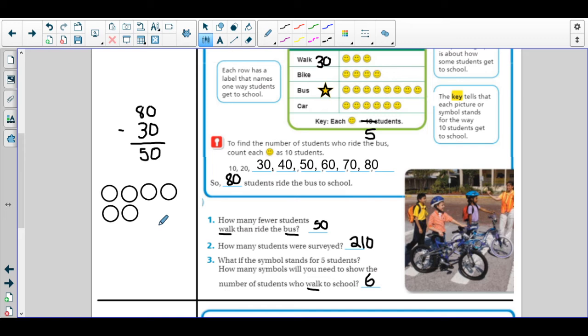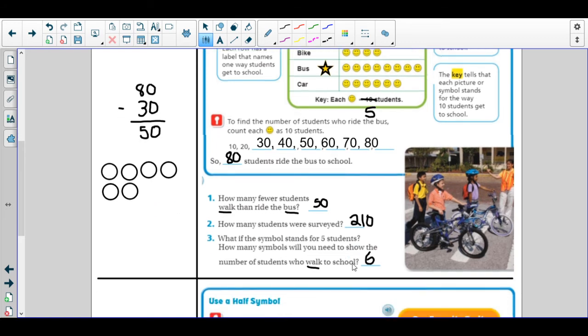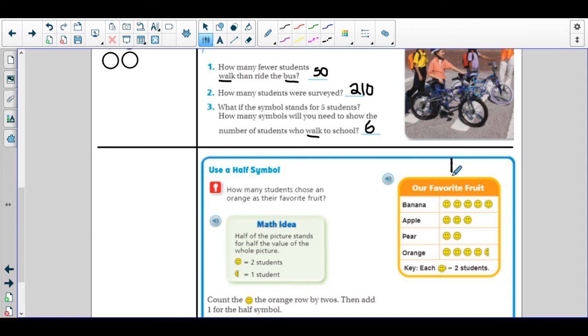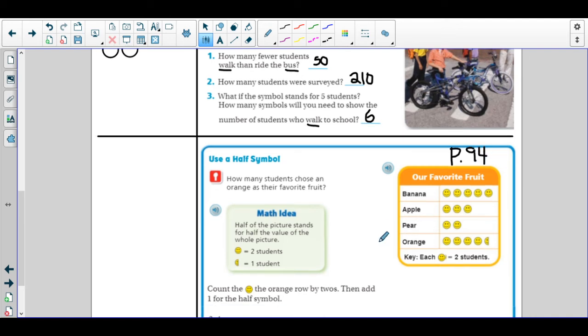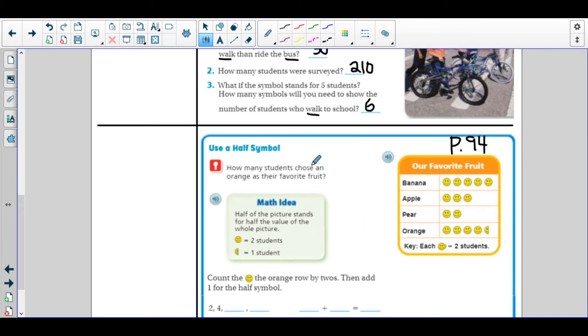All right. Let's turn a page to 94. On page 94, we're going to take this a different way. What happens when we have half symbols? So how many students chose an orange as their favorite fruit? Each smiley face is 2 students. So we would have 2, 4, 6, 8. And then we have this half face right here. Well, that is half of 2, which is 1.